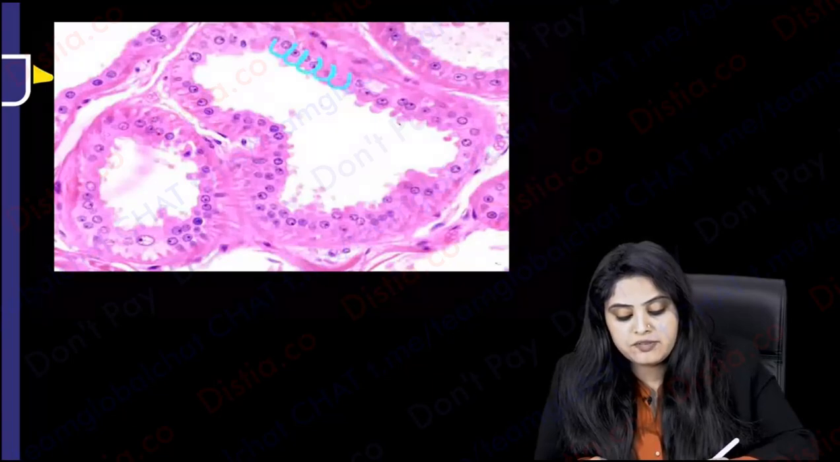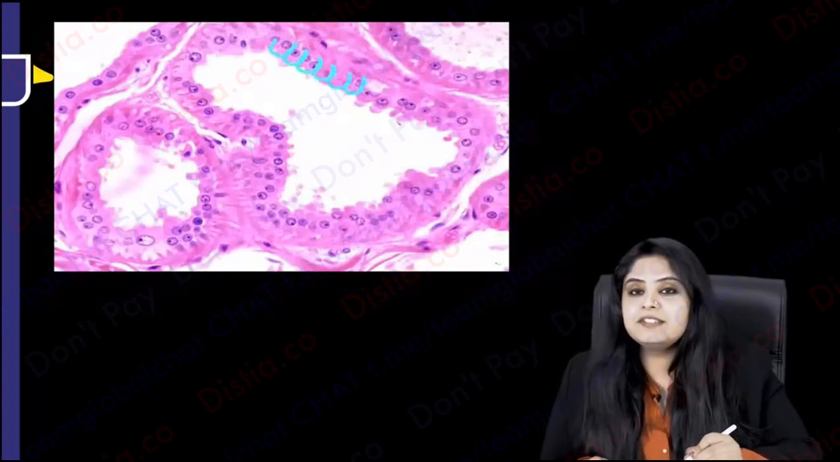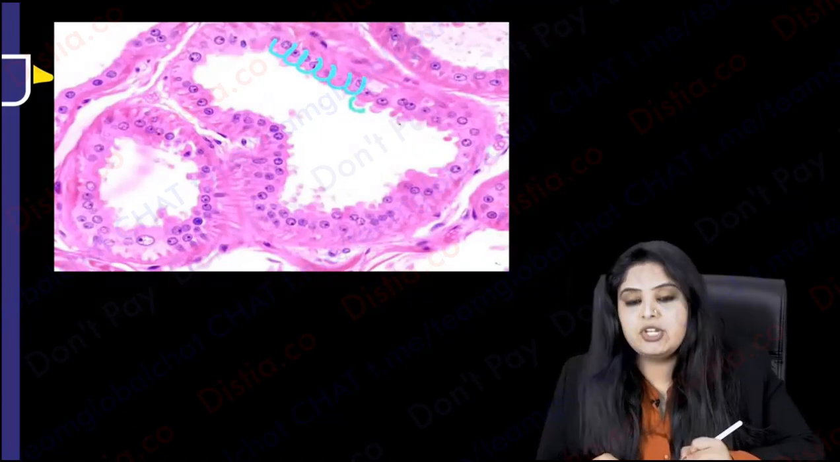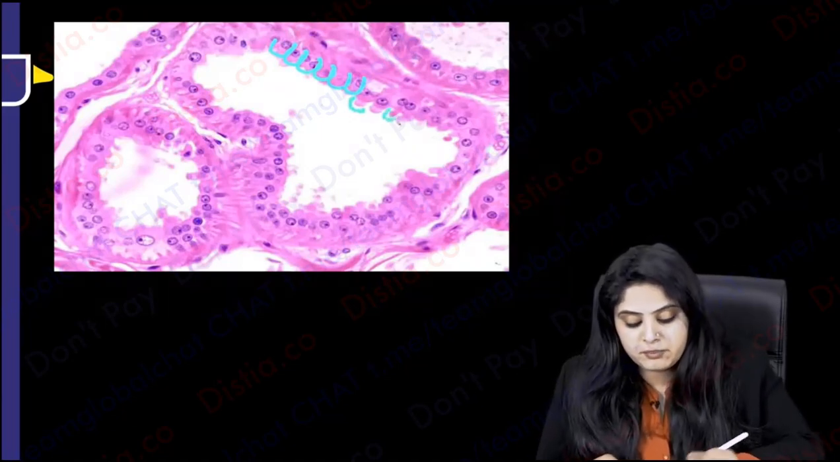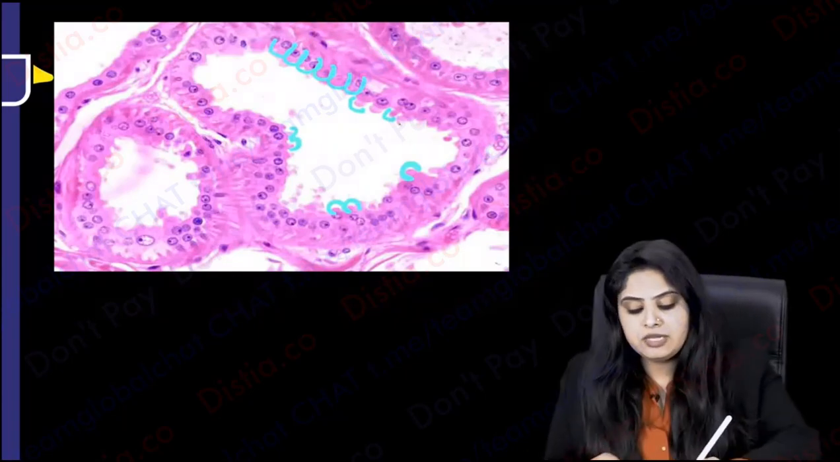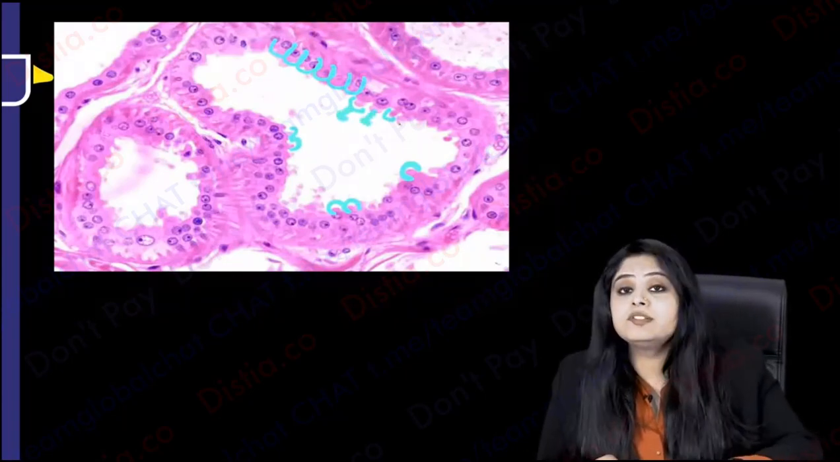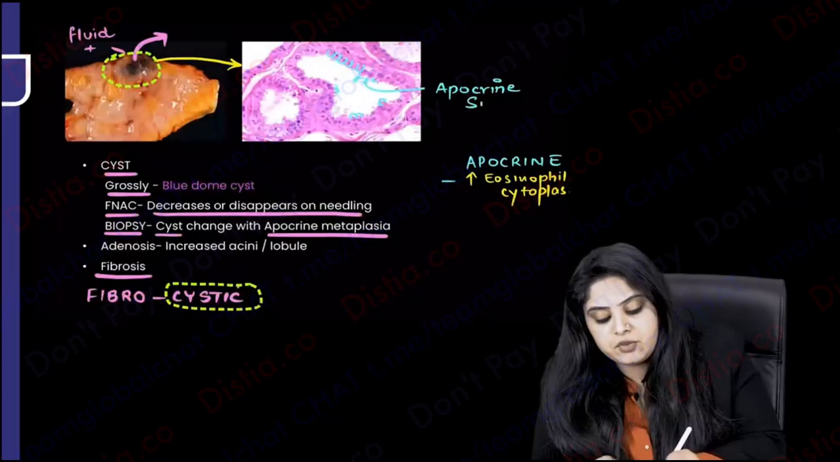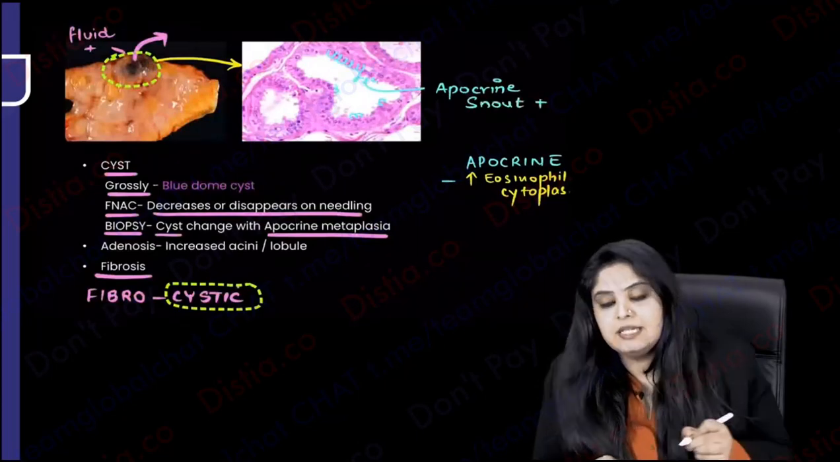But can you also see one more thing, that it looks as if something is being vomited out. Can you see some kind of a projection from these cells into the lumen, and try to look all around? You will actually realize that all these cells, as if something is pinching and coming out, something is trying to come out. And what is this referred to as? This is referred to as an apocrine snout, apocrine snouting.